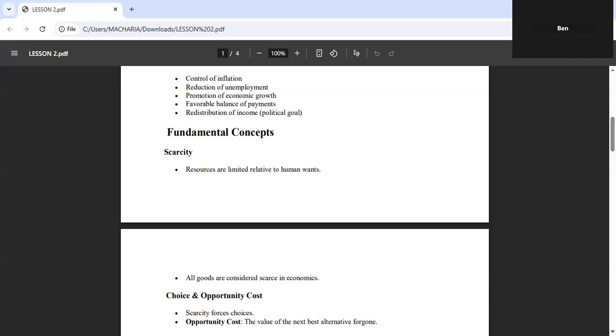You will find that there are no particular instances where a human want will be satisfied. Once you satisfy one item, you proceed to the next. So the concept here is that an economic item should be scarce, and scarcity we're talking about is limited relative to human wants.